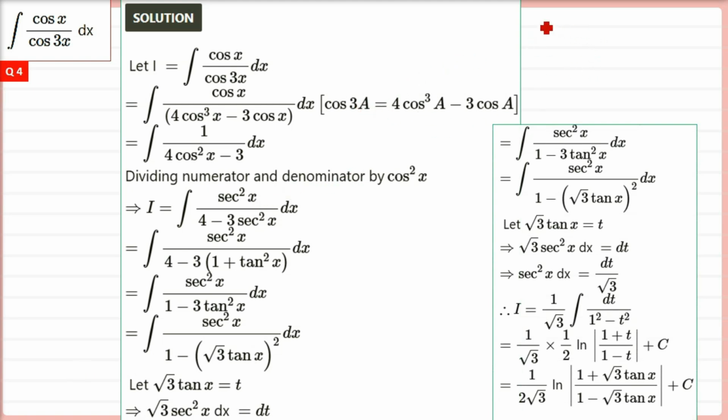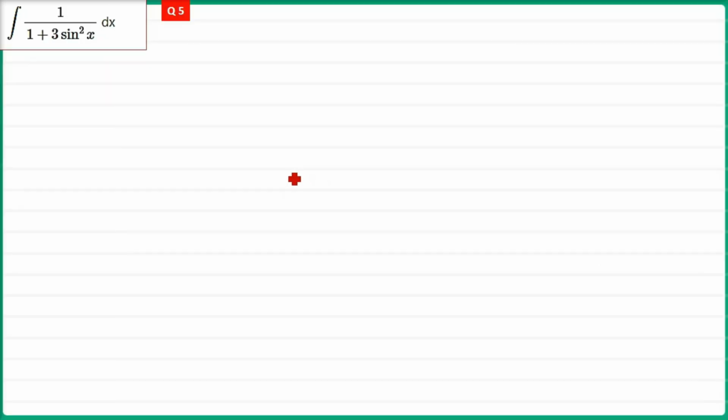Alright. Now you can make a portion somewhere in your writing where you can show what all formulas you have used and what all calculations you have done. Now this question we are going to take in the next discussion.